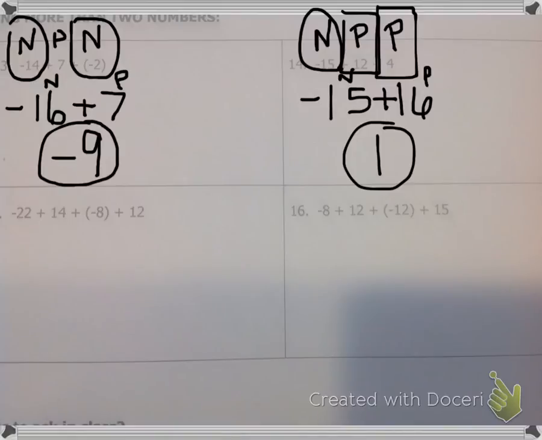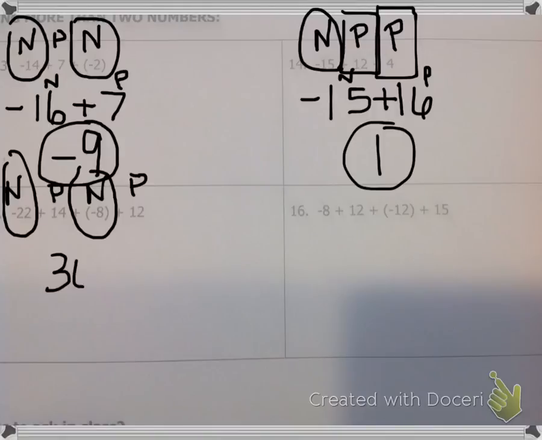Number 15. Okay, let's identify what we have. We have negative 22 plus 14 plus a negative 8 plus 12. Okay, so now I'm going to collect my negatives. I'm going to take all my negatives. Since they're all negative, that would be the same sign. So same signs add. 22 plus 8 is 30. And it would be a negative 30 because you're going to take the sign of the larger number. 22 is larger, so that would be a negative 30 plus 14 plus 12.